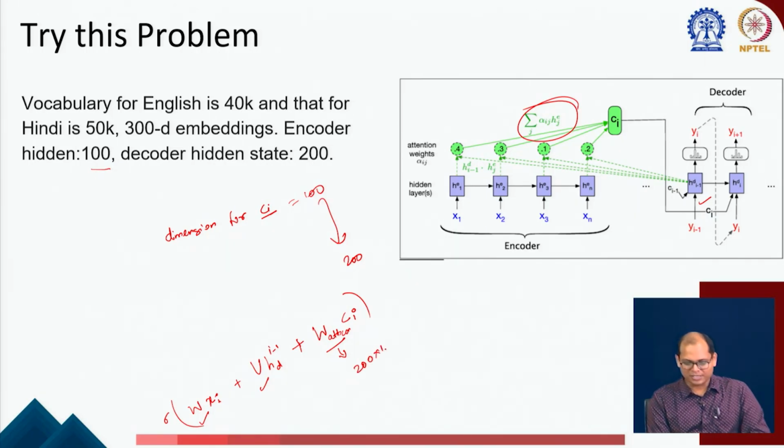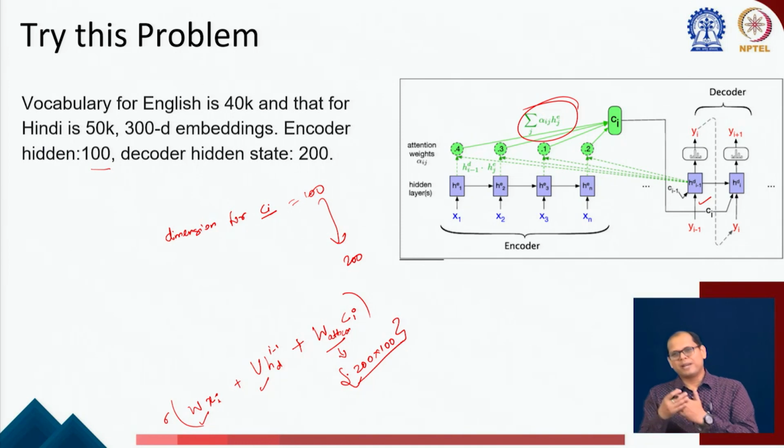200 cross 100. Right. So, these are the additional parameters that you are using to be able to give extra context at every step of your decoder. So, you can add the parameters that you had on the previous slide plus the attention specific parameters, and these are the parameters that you need. And this does not take into account the learning of the embeddings for both the languages.